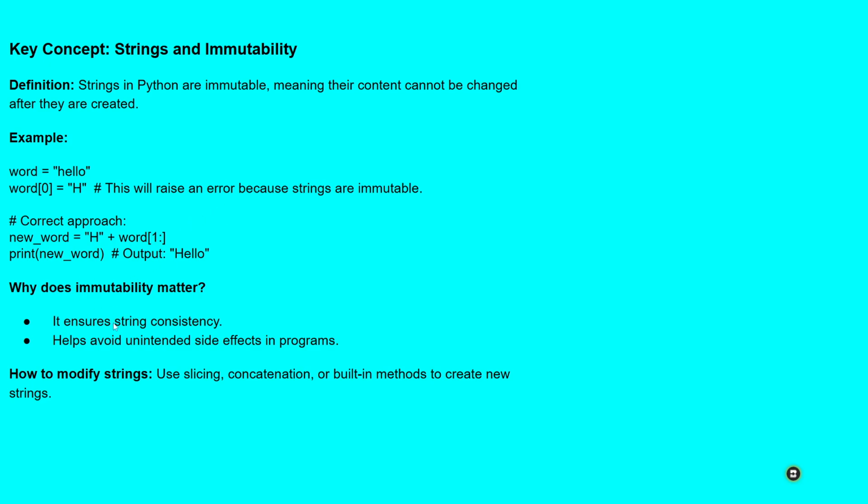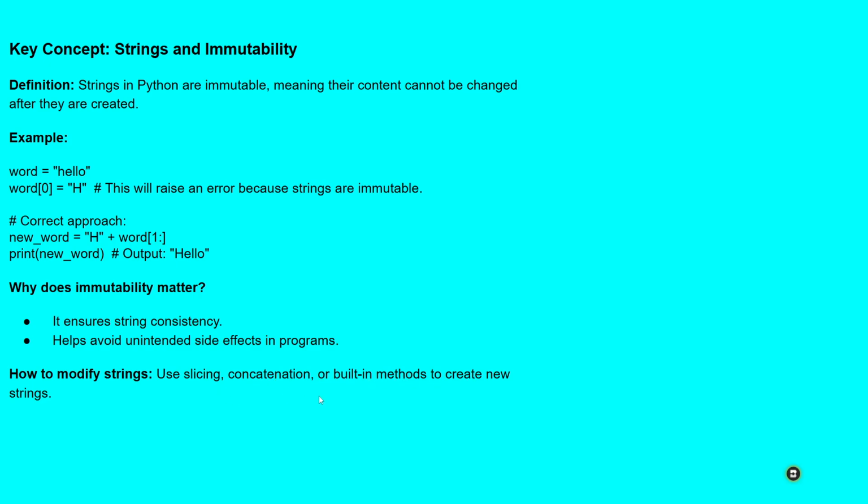So why do we use this? Essentially, it makes it so that strings can be consistent, and it helps us avoid unintended side effects in our programs. Meaning that if you wanted to store information that is very important, you could keep it as text. It's not really going to change for the original variable. If a change were needed, then you just create a new variable from that original one. So whenever we're using strings, we need to be using slicing, concatenation, and our built-in methods to create a new string.